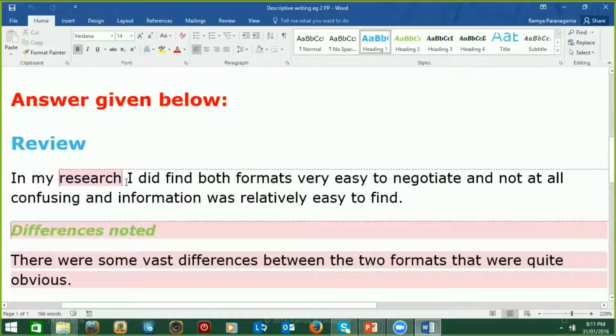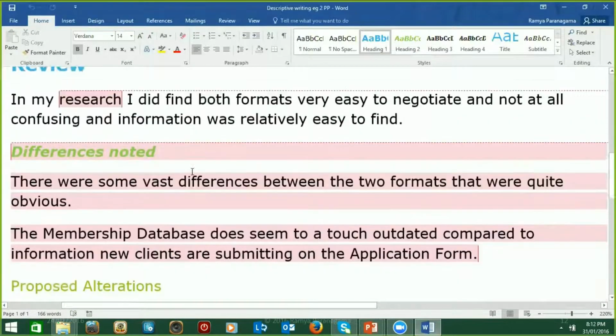If it is so, obviously I expect in-text referencing for 5 or 6 different authors, right? There's no such thing. So how do I know whether the student has done any research? This sentence is not convincing me, right? It says "in my research," but the data is not given.